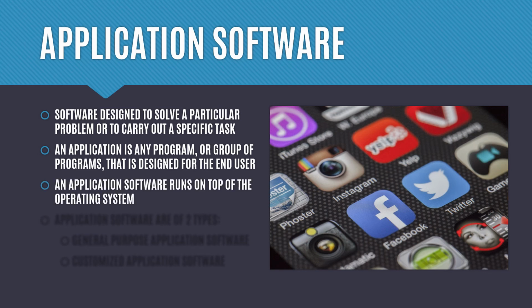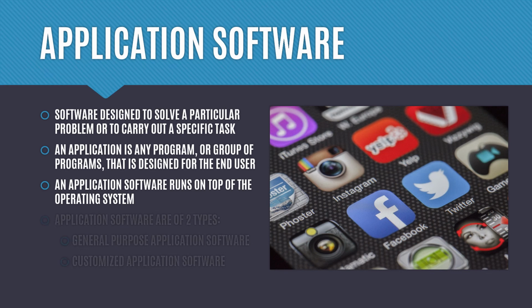An application software runs on top of the operating system. What does this mean? Your smartphone runs on Android, and on top of Android you run Facebook, you run Instagram, you run other applications. Similarly, on your computer you have Windows. On top of Windows you run other application software like Microsoft Word, Microsoft PowerPoint, Microsoft Excel, Notepad, Paint, etc.